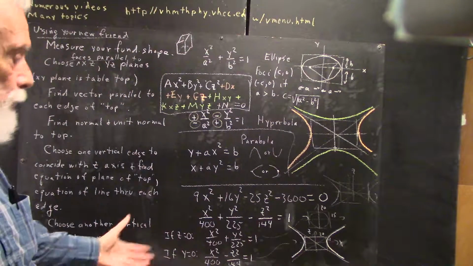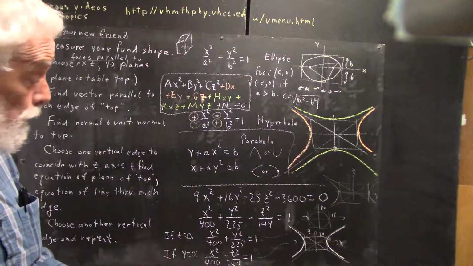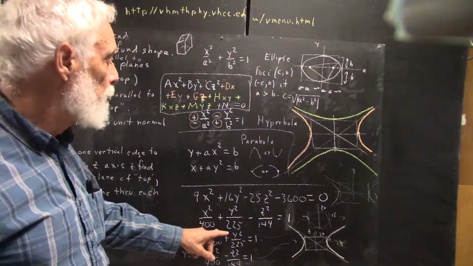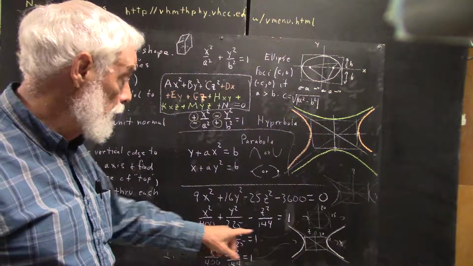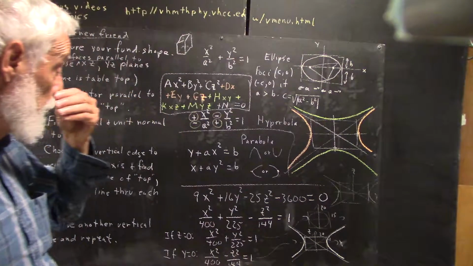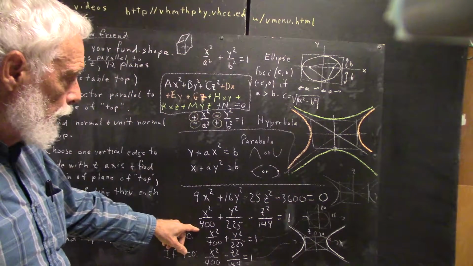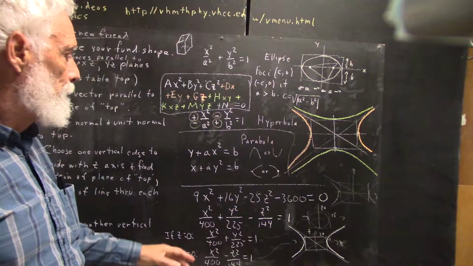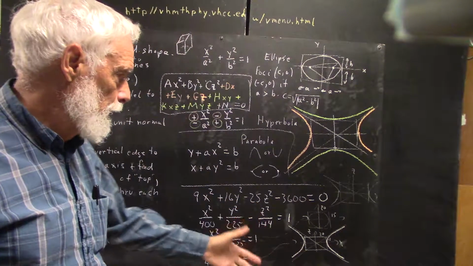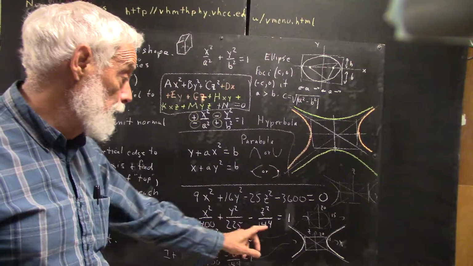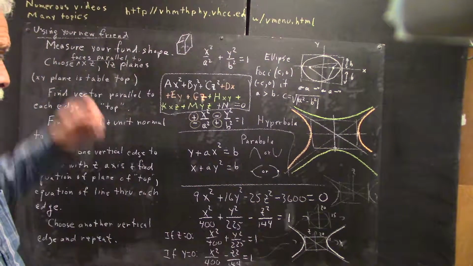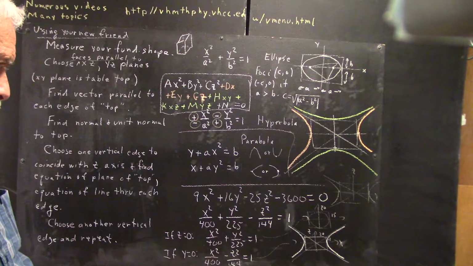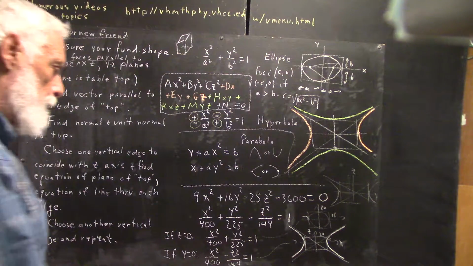Now, things don't usually work out this conveniently in the real world, but 400 is a perfect square. It's 20 squared. 225 is 15 squared. 144 is 12 squared. So I've got an x squared over a squared and a y squared over b squared and a z squared over c squared, where the a, the b, and the c, the things that are squared to get these numbers, are just integers. Okay, that's going to work out quite conveniently.